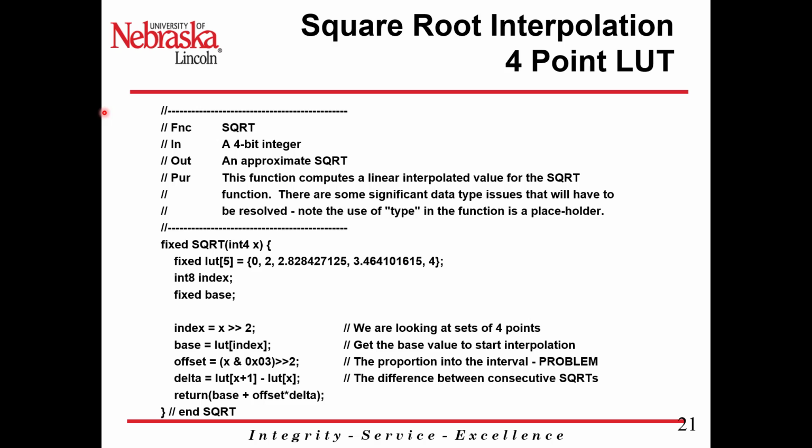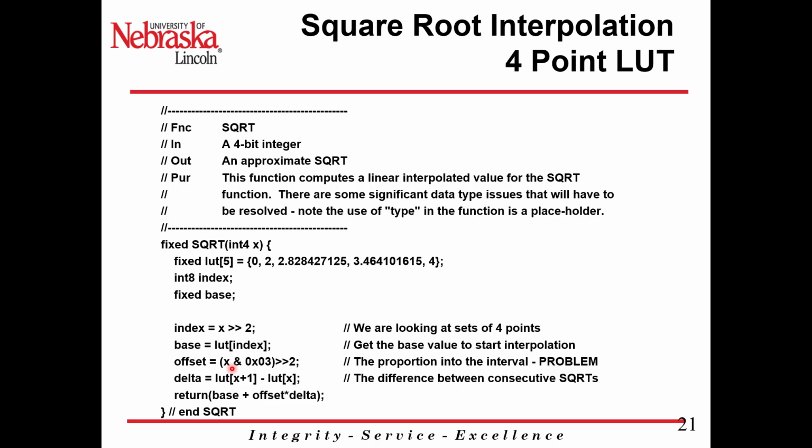Since we're looking at 4 points on our graph, we're going to index into the lookup table to get our base value. So that's the lower address, starting for our interpolation. So we have our offset.